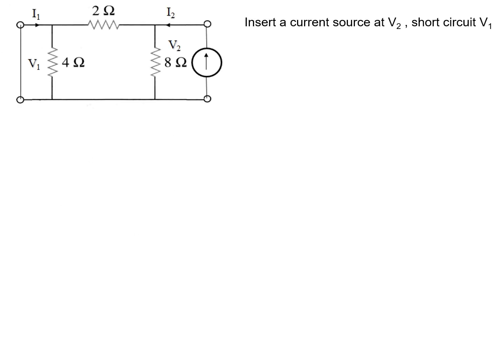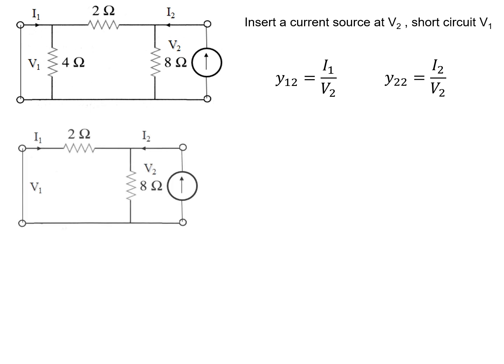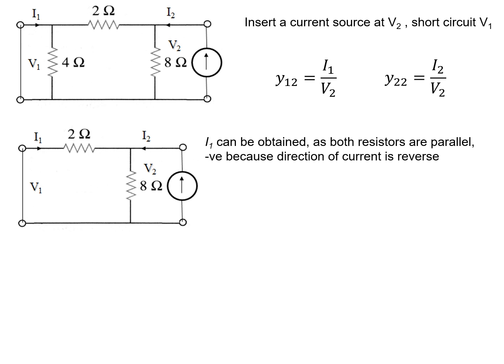So moving on to the second step, we now insert the current source at V2 and we short circuit V1 to make V1 equal to 0. These are the two admittance parameters that need to be found. And by doing that, we're actually neglecting the 4 ohm resistance, and we can obtain I1 because both resistors 2 ohms and 8 ohms are parallel, and note that the direction of current is reversed, so the voltage is negative. I1 multiplied by 2 ohms equals minus V2, or I1 equals minus V2 over 2.